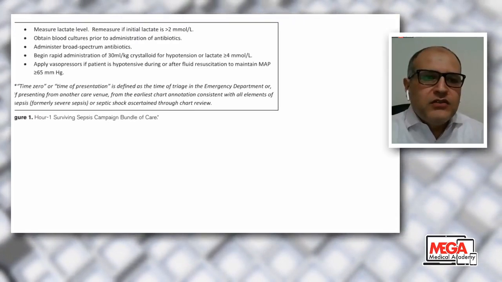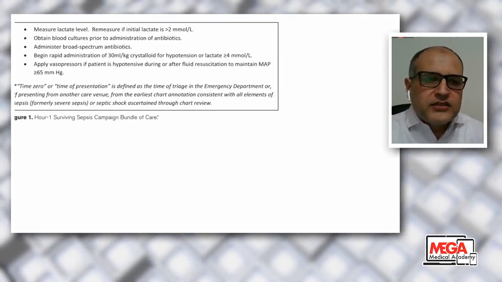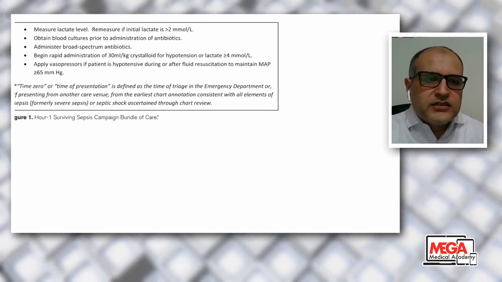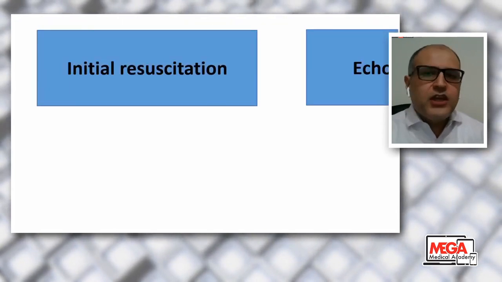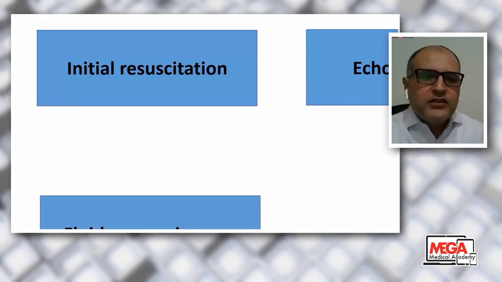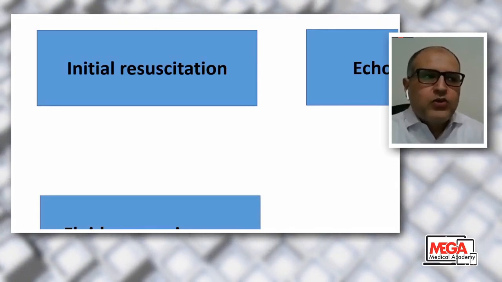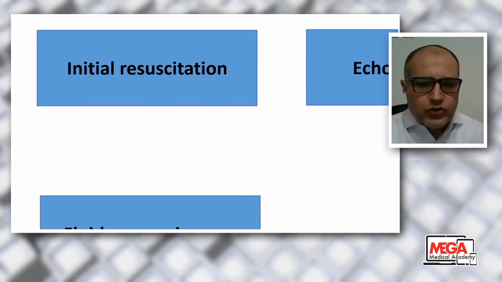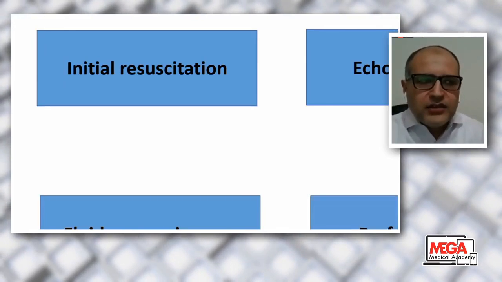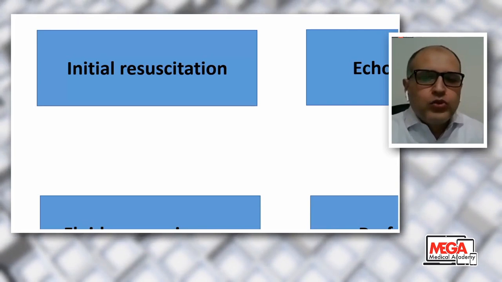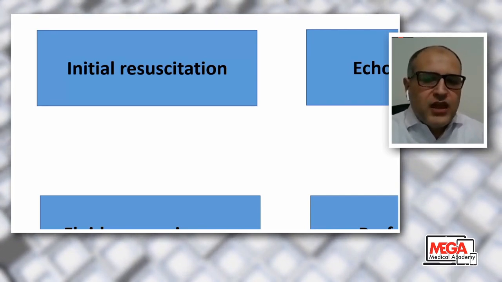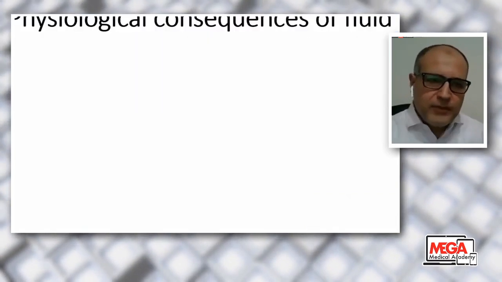As we said, the 1 hour bundle is the first step, initial resuscitation, then echocardiography to determine the cardiac output, then determine the fluid responsiveness to see whether your patient will need fluids or not, and the last and the important step is to determine perfusion indices. This is the importance of our subject today.